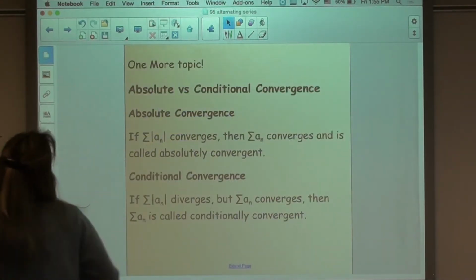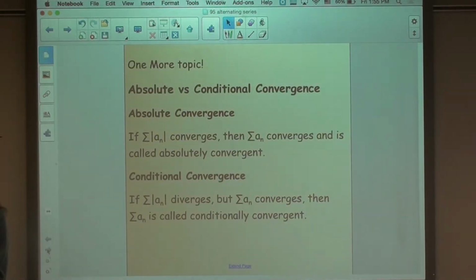All right. Hey, last topic of the day. The last topic is absolute and conditional convergence of alternating series.